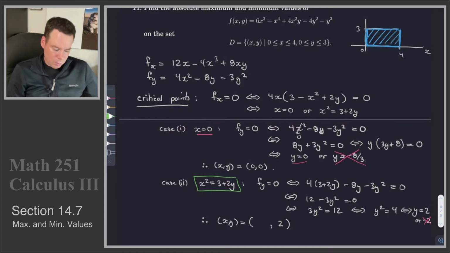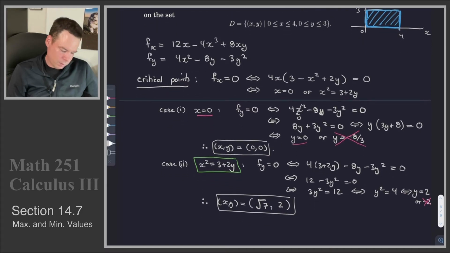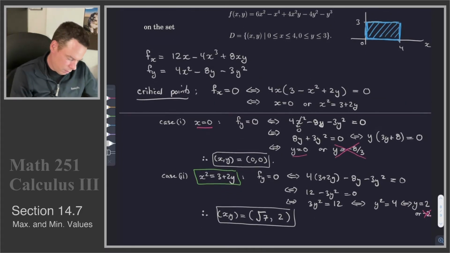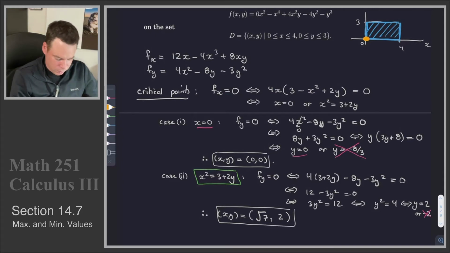But in order to be in the domain, x has to be between 0 and 4. So that means it has to be root 7. And so there are our two critical points. If we're looking at our picture up above, in terms of our domain, we've got 0, 0. And we got another critical point that's at y equals 2 and square root of 7.